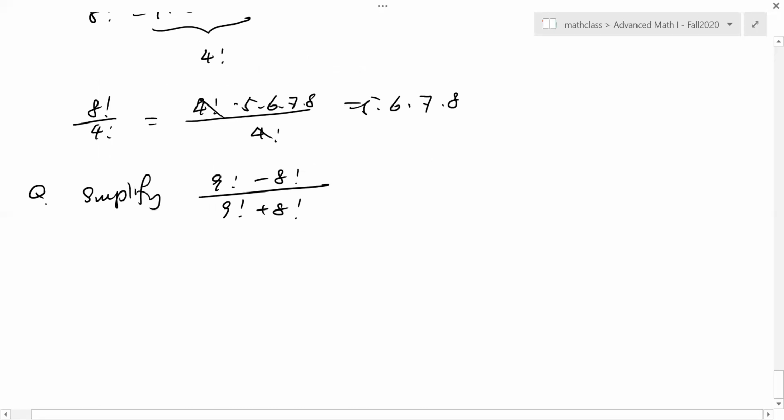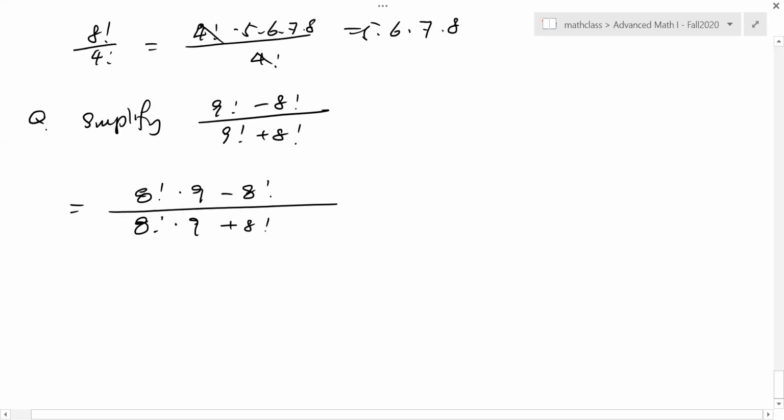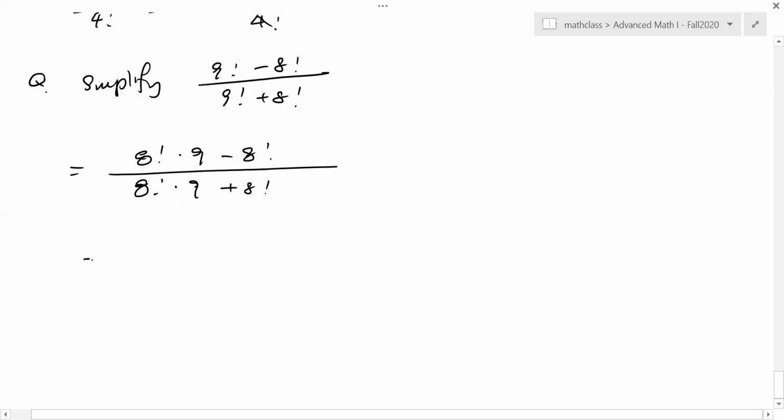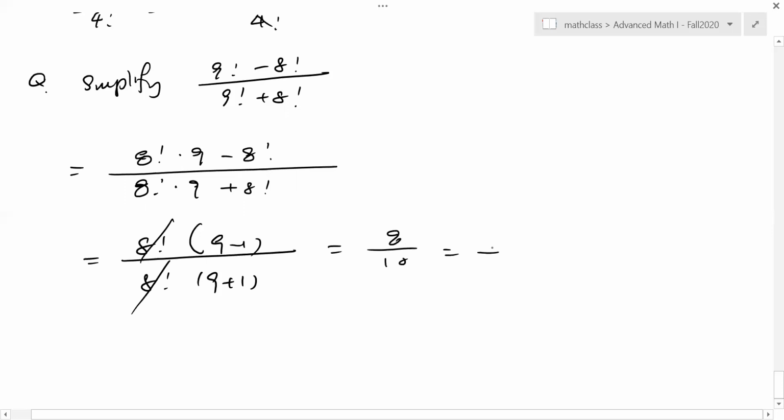Right, so you cannot multiply this out, but what you can do is write 9 factorial as 8 factorial times 9. The numerator and denominator have the common factor, which is 8 factorial. You don't need to know the exact value of 8 factorial. So 8 factorial is gone, and it's 8 over 10, which is 4 over 5.